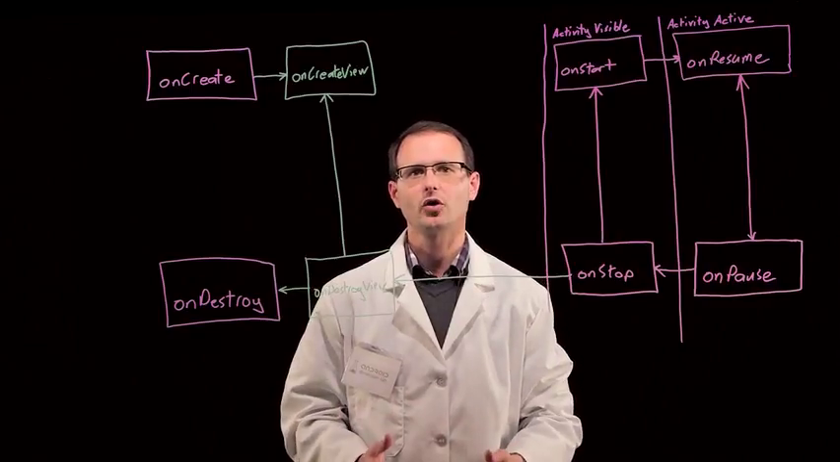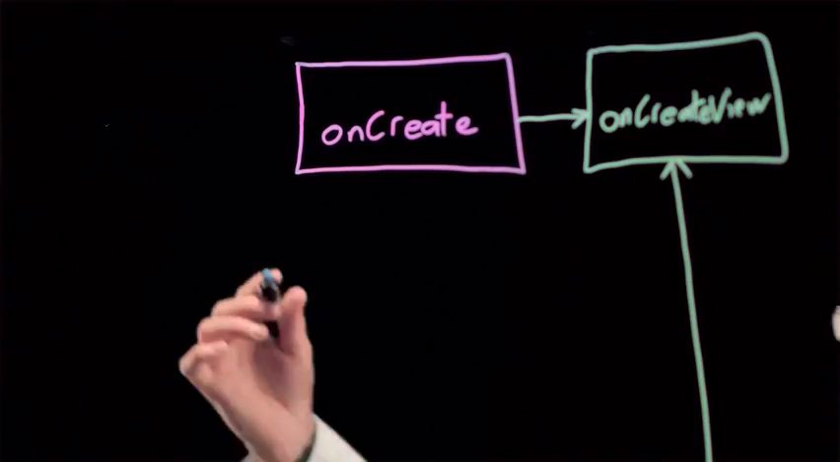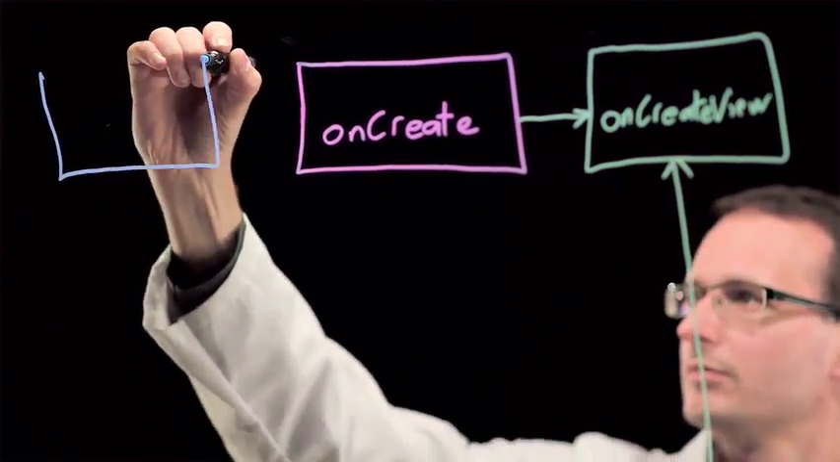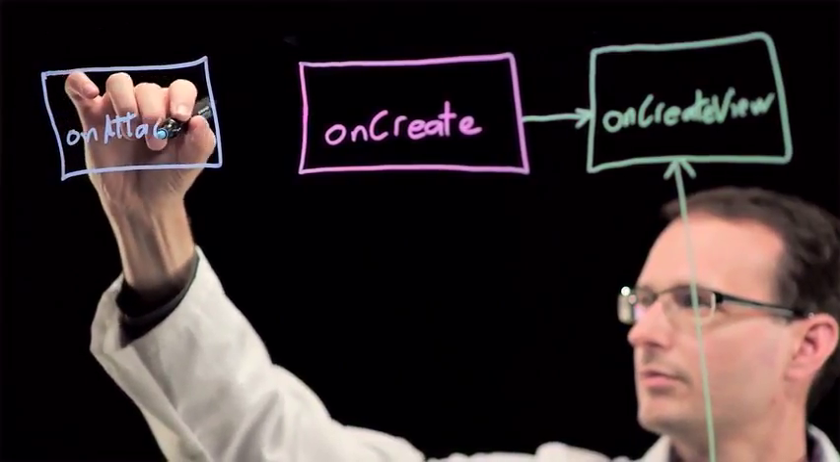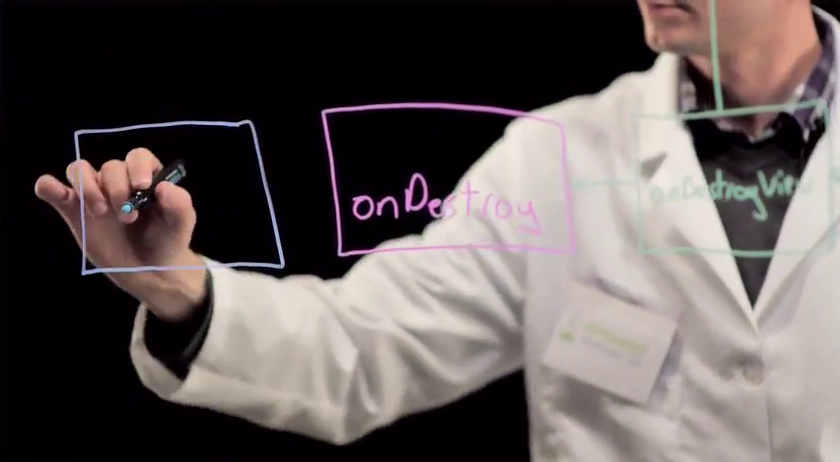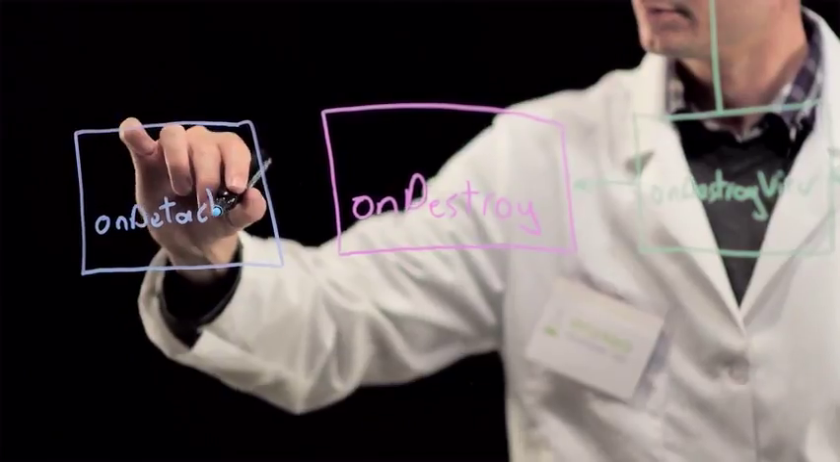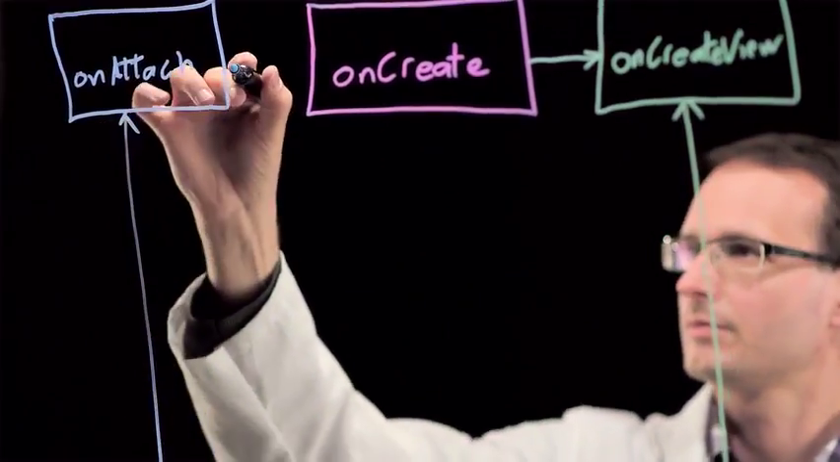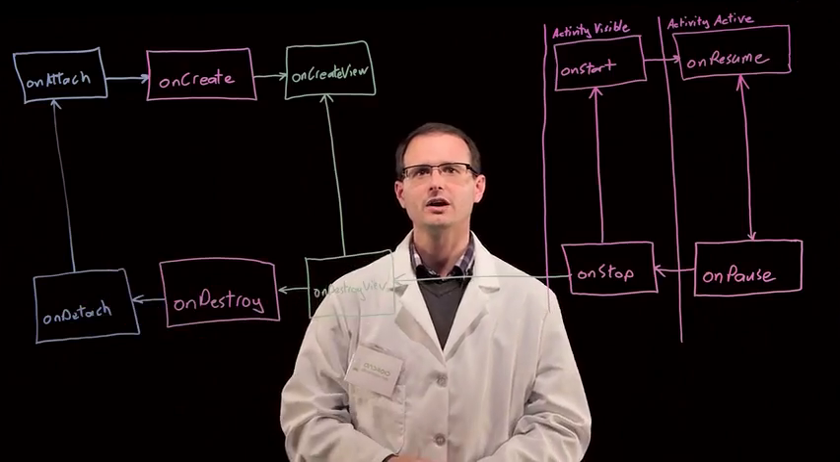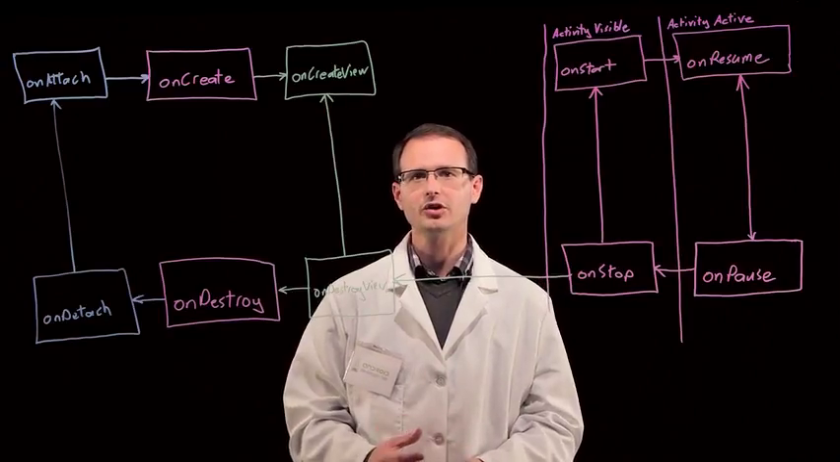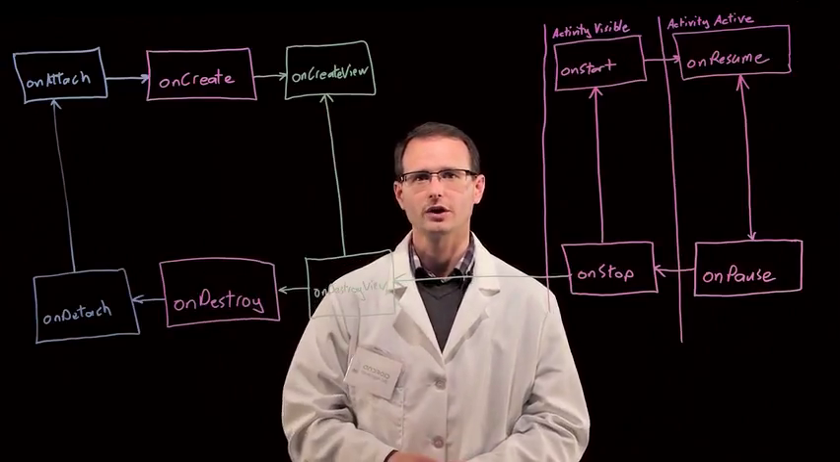And because a fragment can only exist within an activity, we also need callbacks to tell us when a fragment is attached and detached from its parent. onAttach is your opportunity to get a reference to the parent activity, while onDetach is the last thing that happens, even after your fragment has technically been destroyed.